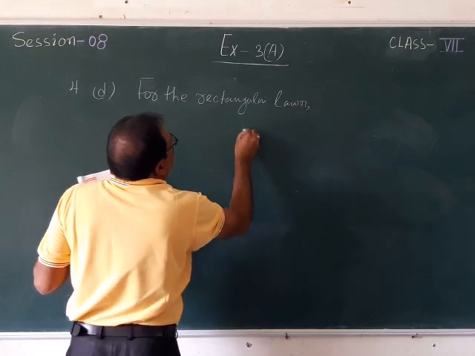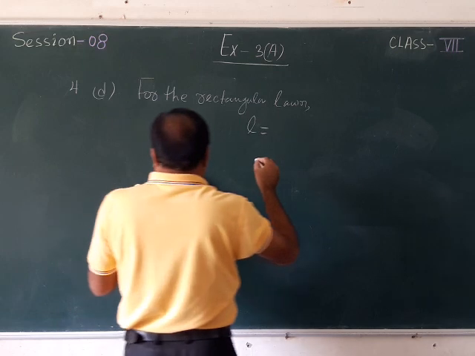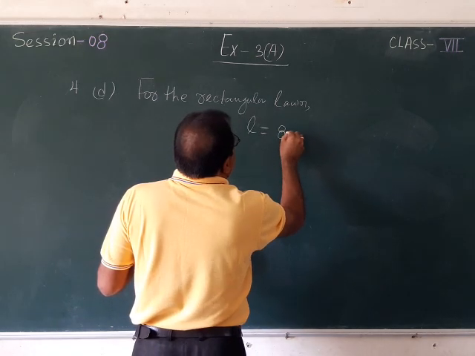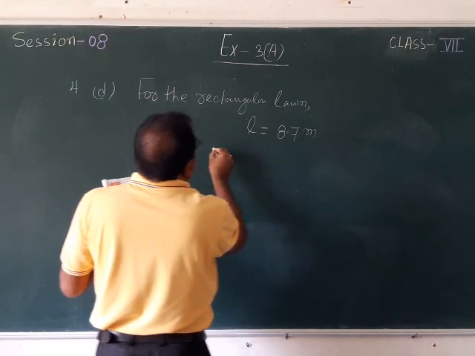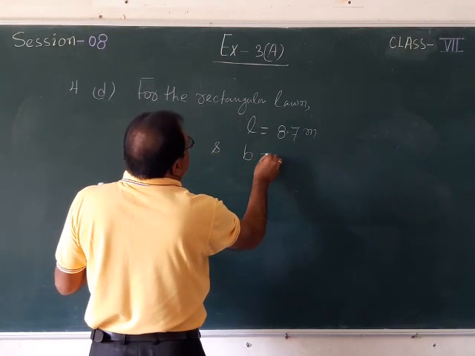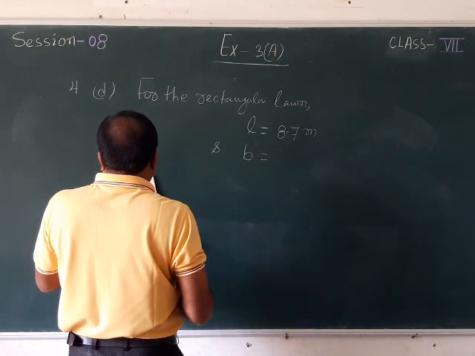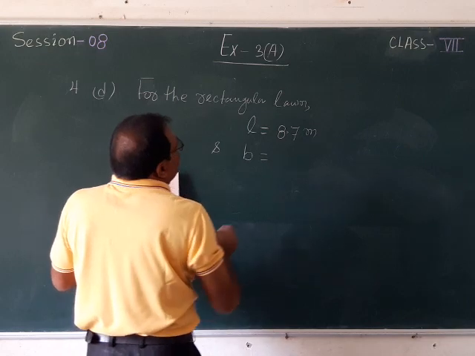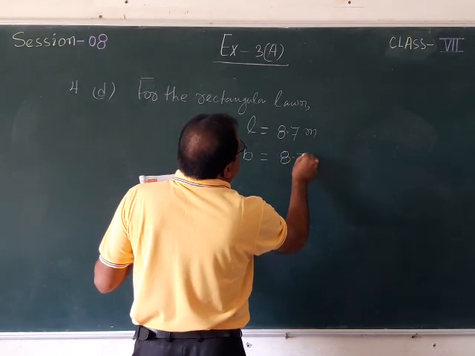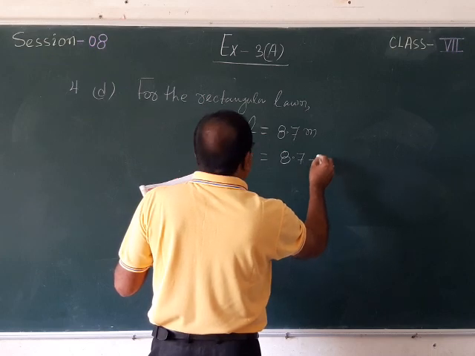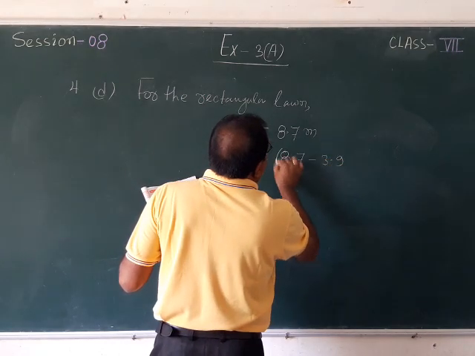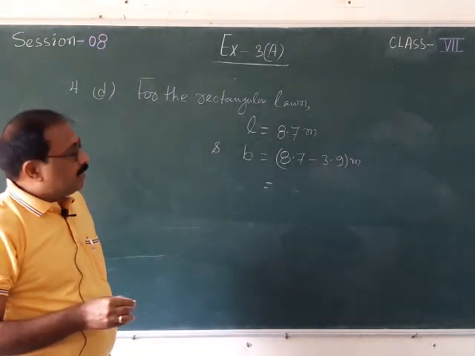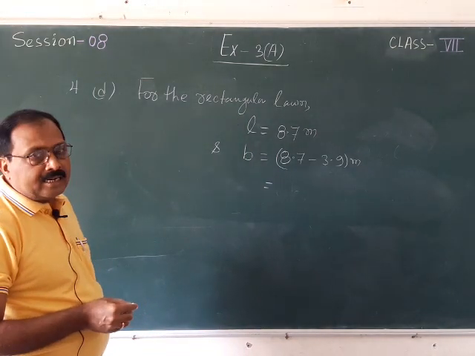For the rectangular lawn, the length is given as 8.7 meter. B is for breadth, L is for length. The breadth is 3.9 meter less than its length. That means you have to subtract 3.9 from 8.7 to get the breadth.